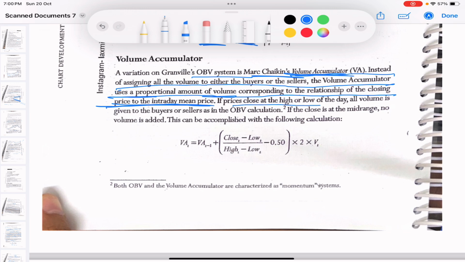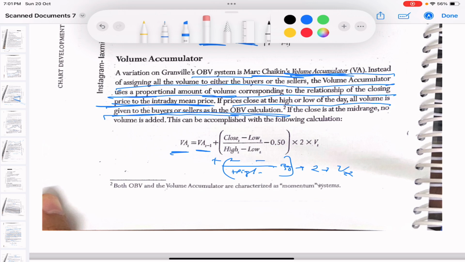If prices close at the high or low of the day, all volume is given to buyers or sellers in the OBV, right? In the OBV, what did we see? All the volume is either given to the buyers or all the volume is given to the sellers. But if the close is at mid range, then there is no volume that is added. So that is what can be accomplished when you're using a volume accumulator. The volume accumulator is yesterday's volume accumulator plus close minus low divided by high minus low, multiplied by 0.50, multiplied by 2, multiplied by Vt. Really complex formulas, but I know.